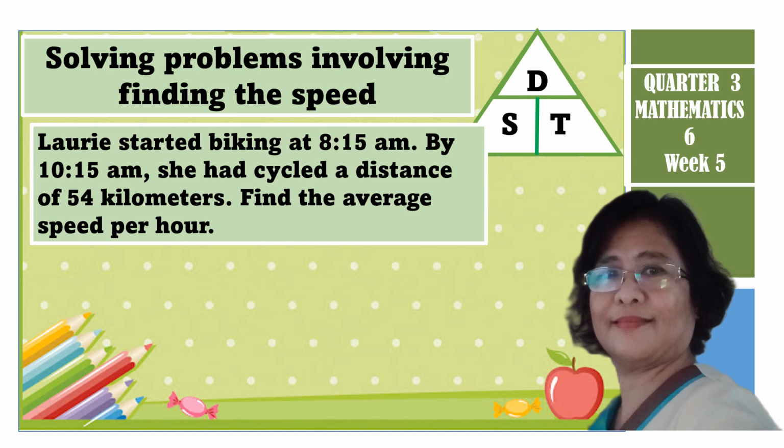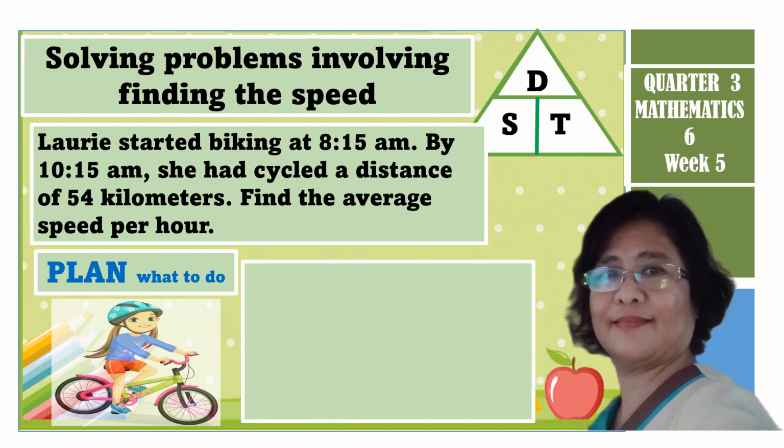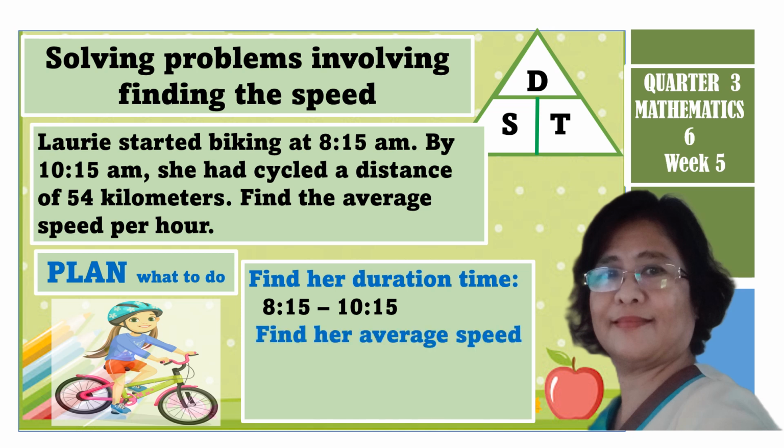The second step in solving a problem is to plan what to do. From the given information, only the distance is given. So we are asked to find first the time, so that we can find the speed. So there are two steps to perform for us to get the correct answer. The first is to find the duration of time. And then since the time is already known, we can now determine the average speed of Lori.